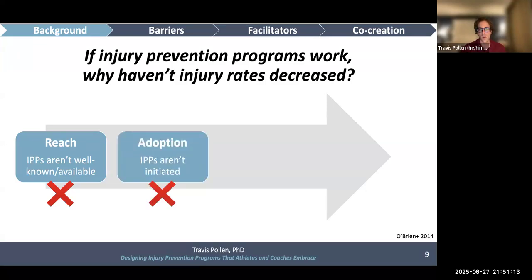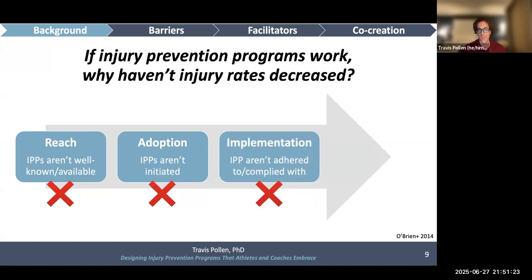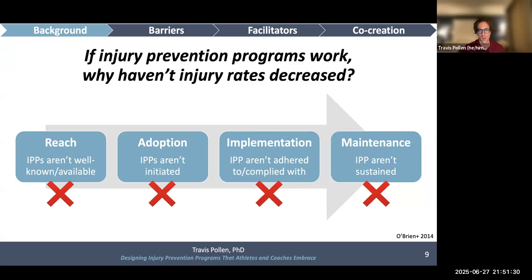And then the next domain would be a subset of the people who it's reaching. These would be the people who are adopting or initiating the program. Then we have the people who are implementing it. So they're adhering to the program and they're complying with it. And finally, we have the people who are maintaining the program in the long term. So I have X's below each of these domains because really these programs are not reaching people, and therefore they are even being adopted at a lesser rate. And then, of course, implementation and maintenance fall from there.